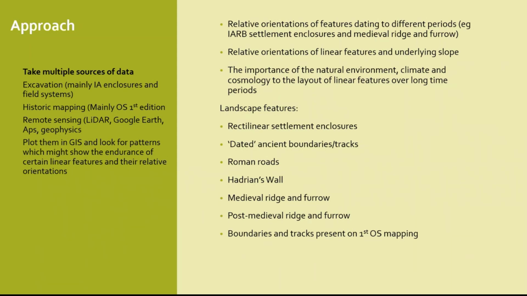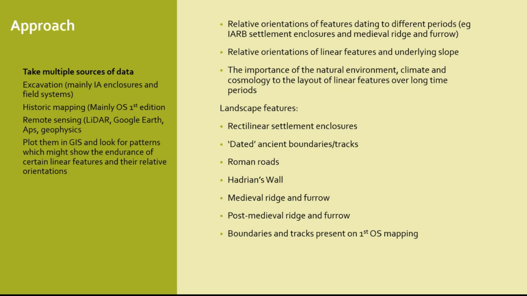And these were all plotted digitally in GIS, so they could then be units of measurement for analysing the orientations. So it was based on linear features, so rectilinear settlement enclosures, dated. I'm calling them ancient boundaries or tracts. By that I mean the boundaries and trackways that are likely to be late Iron Age, early Romano-British.